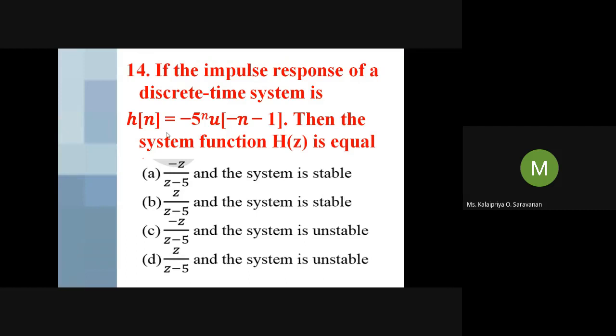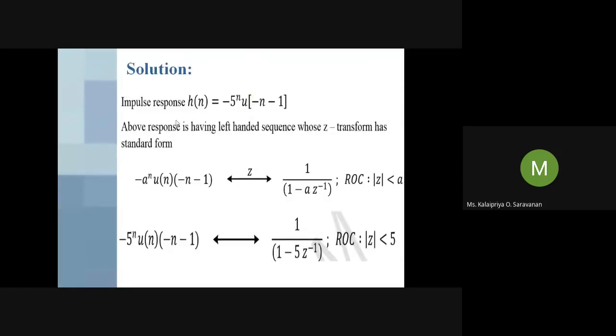So simply you will have to take the z transform for the given function. This is a standard function which we already know. This is of the form minus a power n u of minus n minus 1. So solving that, we will get... Given is the impulse response h of n is equal to minus 5 power n u of minus n minus 1. So this is a left-handed signal.